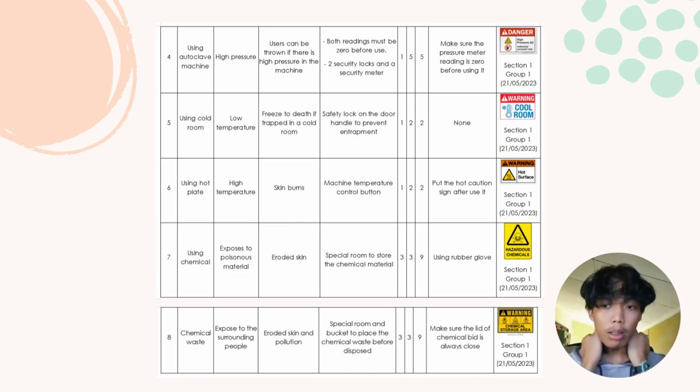So if you need to dispose of the chemical waste, you need to put it in a special place, so they can dispose of it in a special way, and it will not just be thrown in with other disposal, which is very dangerous. And the recommended control measure is ensuring the lid of the chemical waste bin is always closed to prevent spills and exposure, which is very dangerous if the chemical hits somebody else.